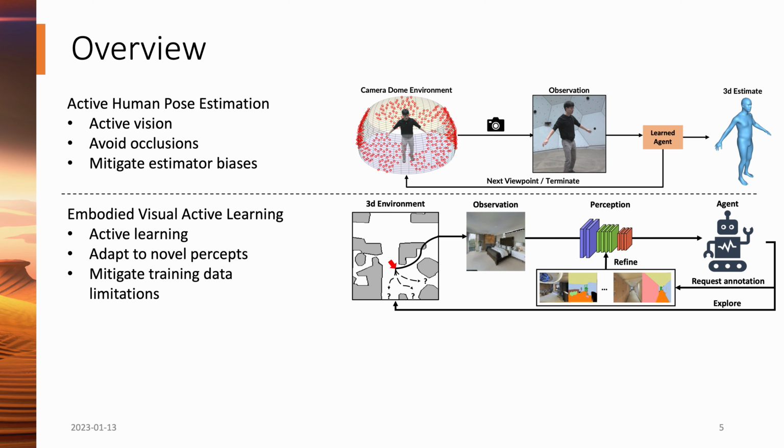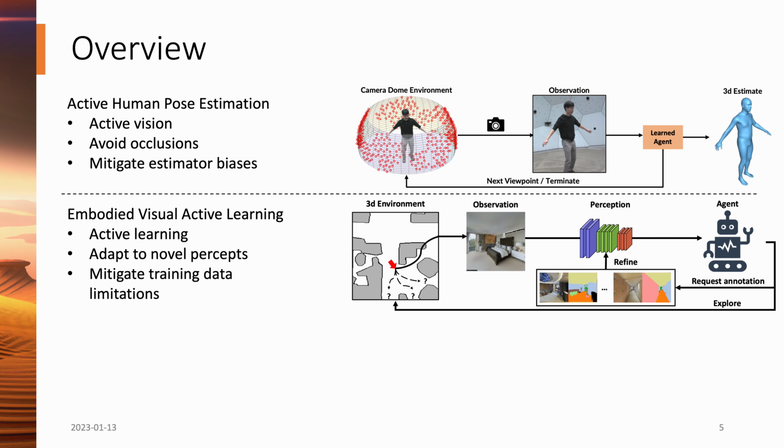Next, in embodied visual active learning, the embodied agent is given an untrained visual model in a novel environment and must learn how to refine it. The idea being that agents must be able to adapt to novel percepts as no training data is likely to be complete. In the paper, we study the problem for semantic segmentation, but refining a visual model in the presence of novel views is an idea that is of interest to other tasks such as object detection and human pose estimation.